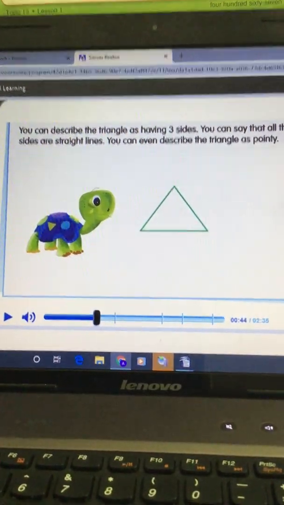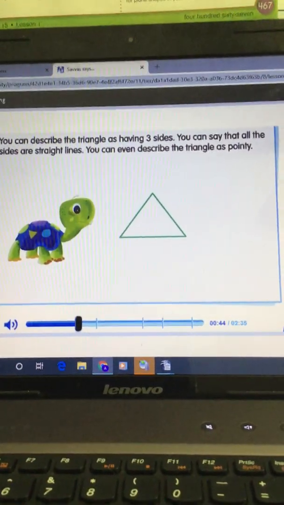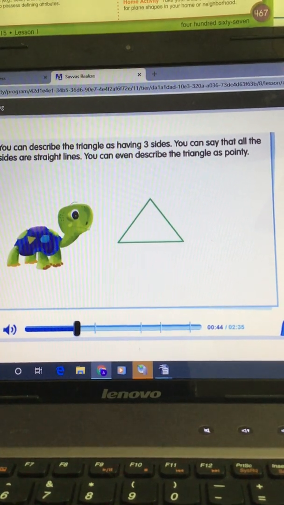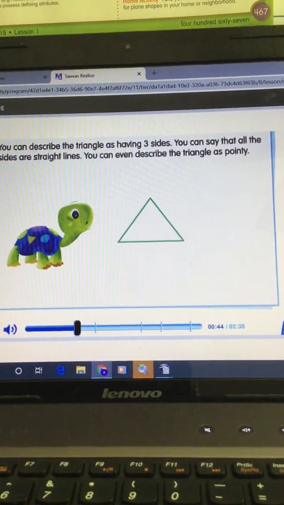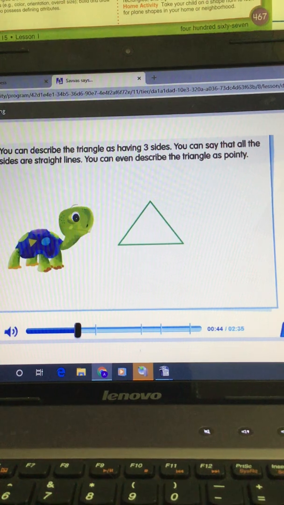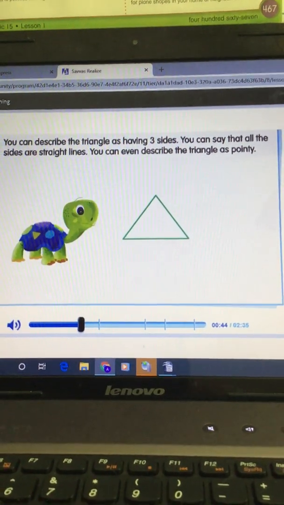So when you look at a triangle, it has 3 straight lines and 3 points. All right, it is a flat shape. It is drawn on the paper here, so it doesn't have any depth or width, but it can be different sizes or facing different ways and still be a triangle.